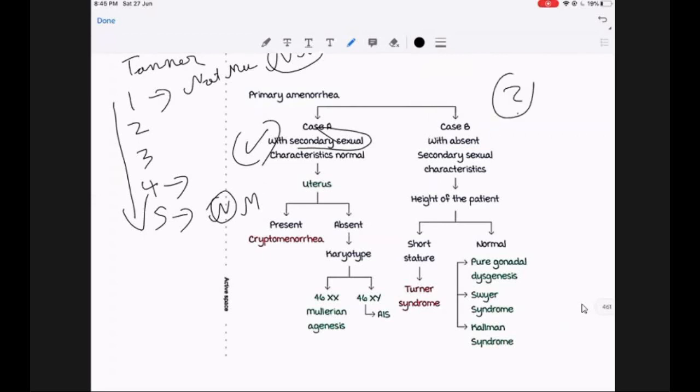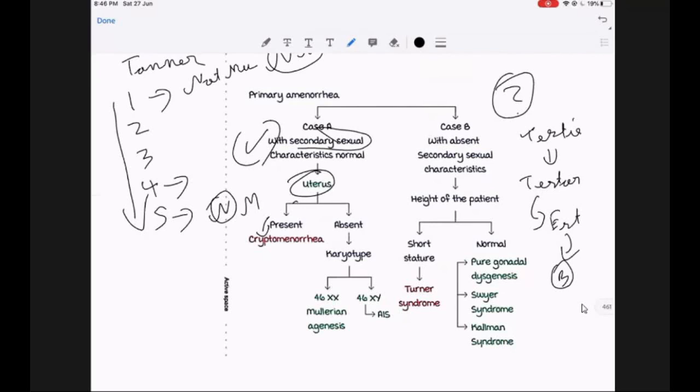How? That is nothing but your testis is there. This is secreting what? Testosterone. This testosterone, what is it doing? This testosterone will get converted into estrogen. This estrogen is responsible for development of breast, right? So she can have secondary sexual characters even though she might not be a female. Understood? Now what did we tell? If uterus is present, then she has something called cryptomenorrhea. What was cryptomenorrhea? Something I said, right? Everything is normal but it is not coming out.